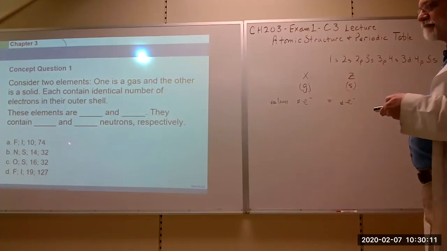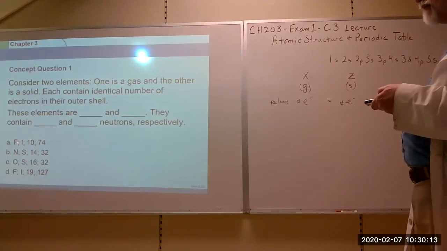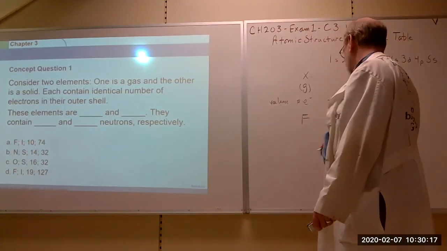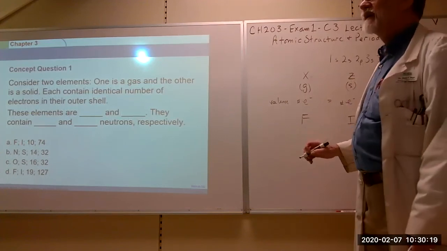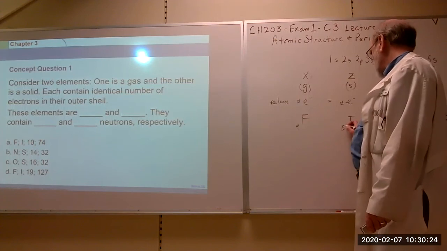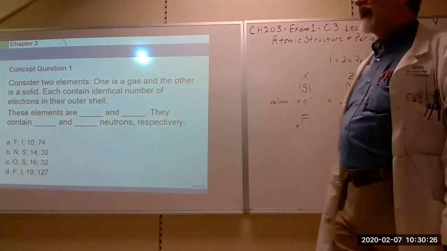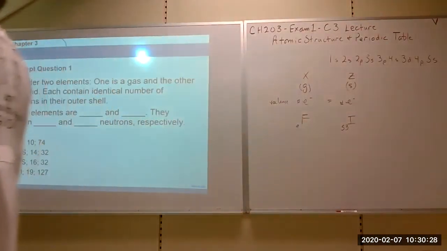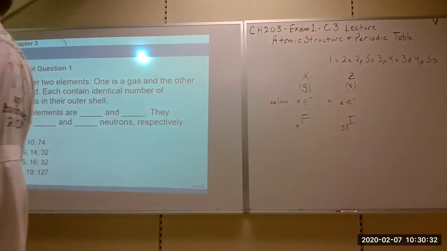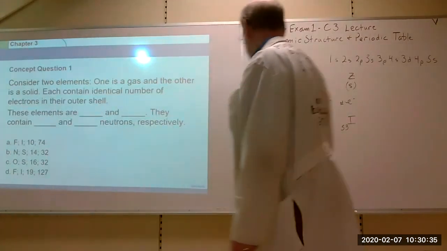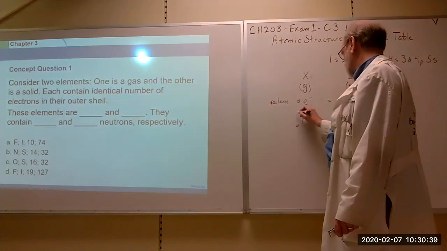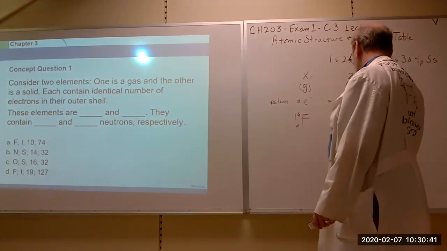Right, so let's see. If we click fluorine and iodine, fluorine's going to be 9 here and 53 here. And then the most common isotope of fluorine would be 19, and iodine would be 127. So 19, 127.